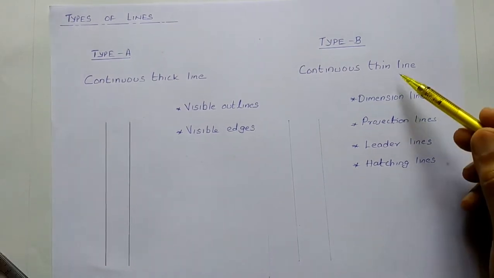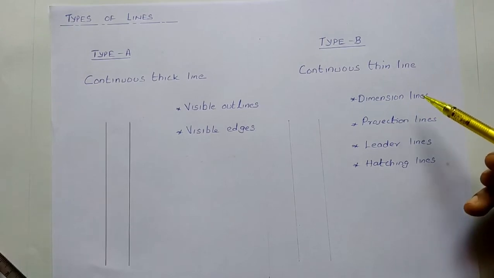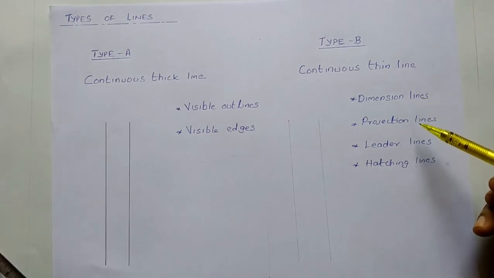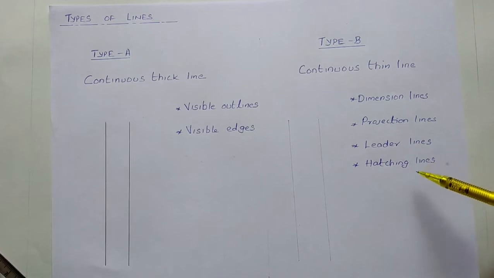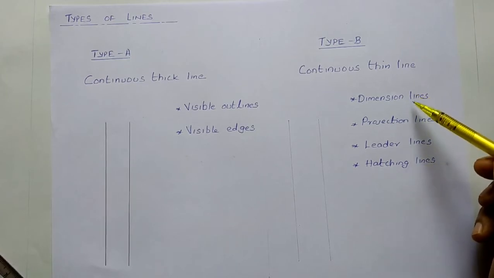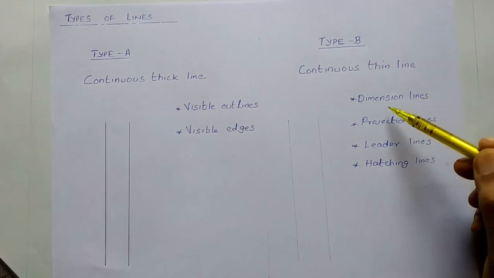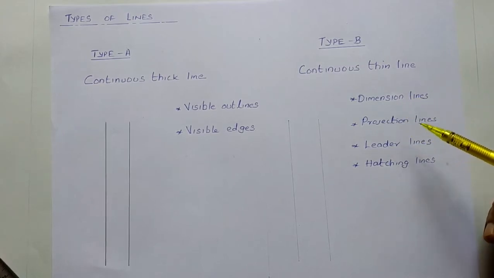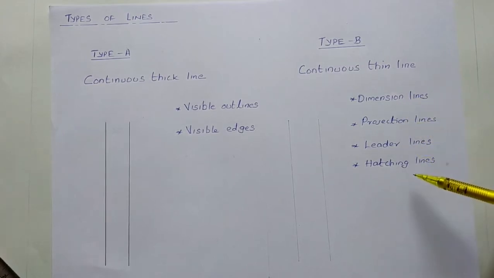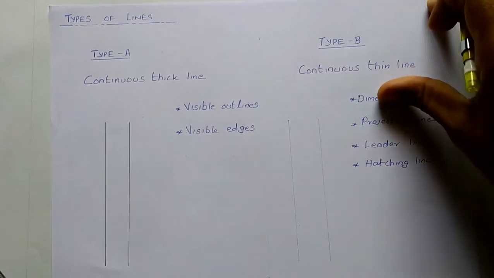Okay, so continuous thin lines are used for drawing dimension lines, projection lines, leader lines, and hatching lines. These are the uses of continuous thin lines. We shall see later what we mean by a dimension line, a projection line, a leader line, and a hatching line. Now we shall see the next type of line.